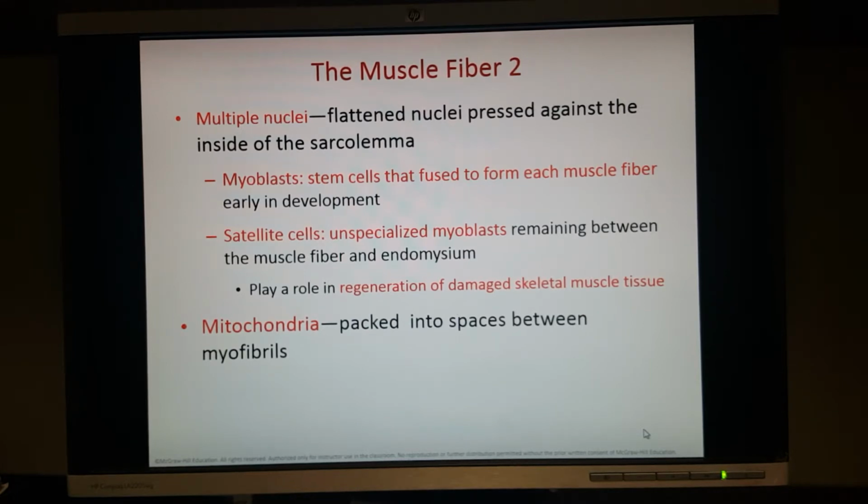Your muscles need a lot of ATP to power the muscle contraction, and we'll see this in a little bit. There are a lot of mitochondria in your muscle fibers, and they're actually a lot bigger than a normal mitochondria, again because of the need for a lot of ATP in order to have the muscle contractions.